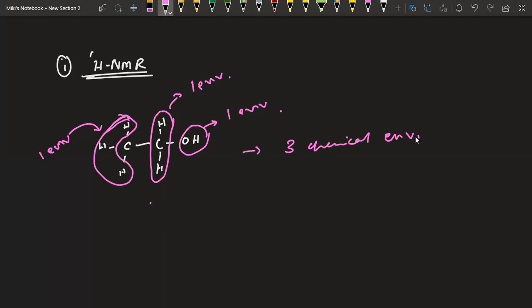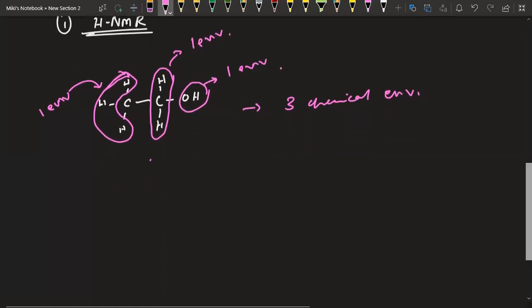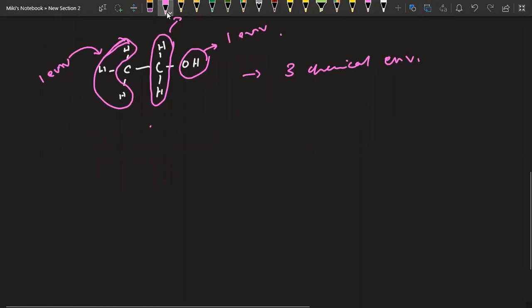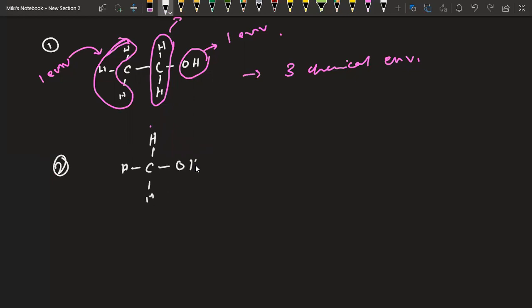Let's do a couple more examples to identify what chemical environment actually means. It's completely fine if you didn't get it, eventually you will get it. So this was the first example. Moving on to the next example. Let's say we have another molecule, this one. Using the same concept from the first one, just try to make sense of how many environments are present here. Here we have 1 carbon with 3 hydrogens bonded to it, and we have an alcohol group. Pause the video and try to solve it yourself.